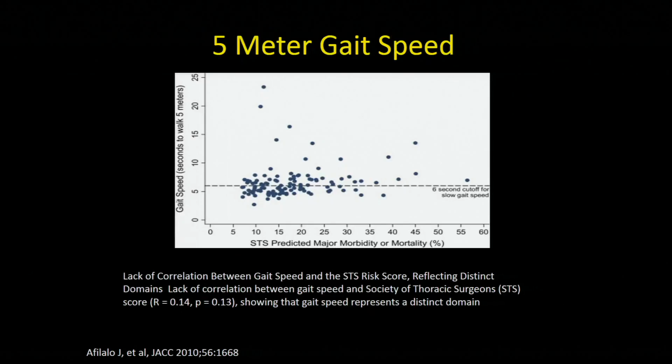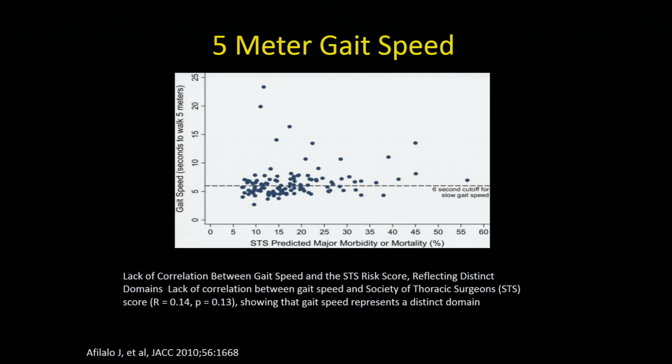One of the other things you might see in the chart are measurements of their 5-meter walk or 5-meter gait speed. Generally someone who is non-frail can walk 5 meters in less than 6 seconds.